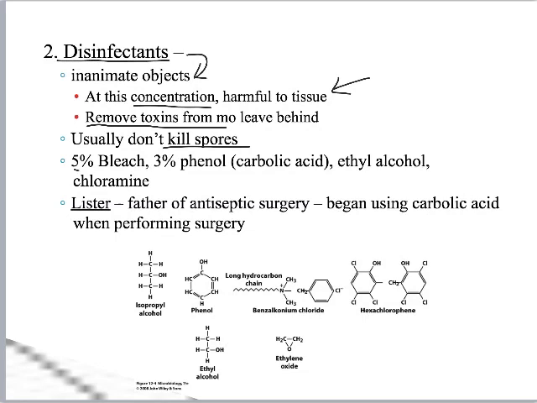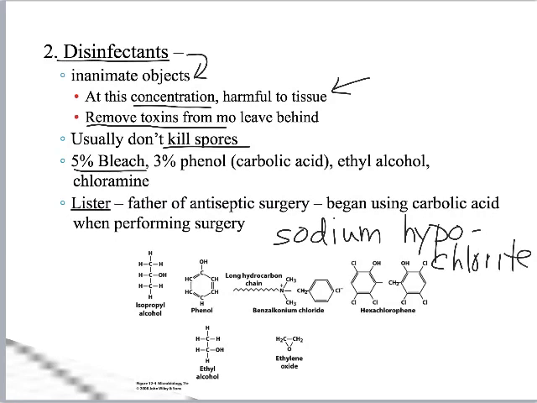Examples: 5% bleach. The active ingredient in bleach is sodium hypochlorite. This chlorine part is going to be the active ingredient. Most bleach that we buy is 5% sodium hypochlorite. Then we sometimes dilute it after that.